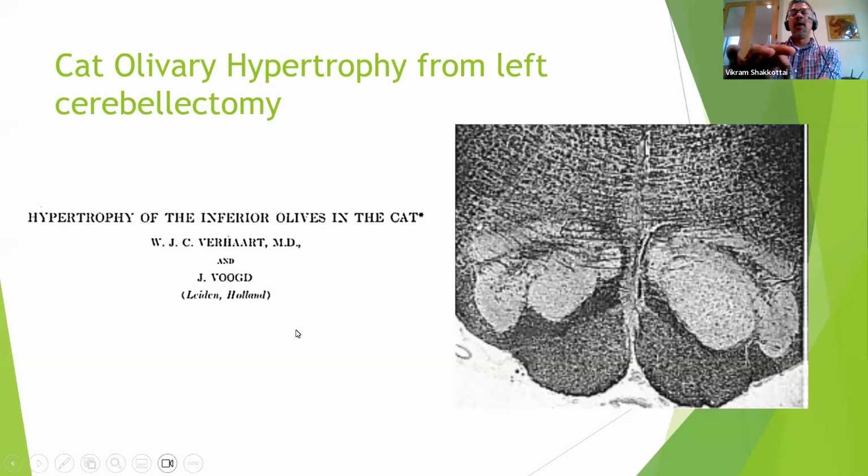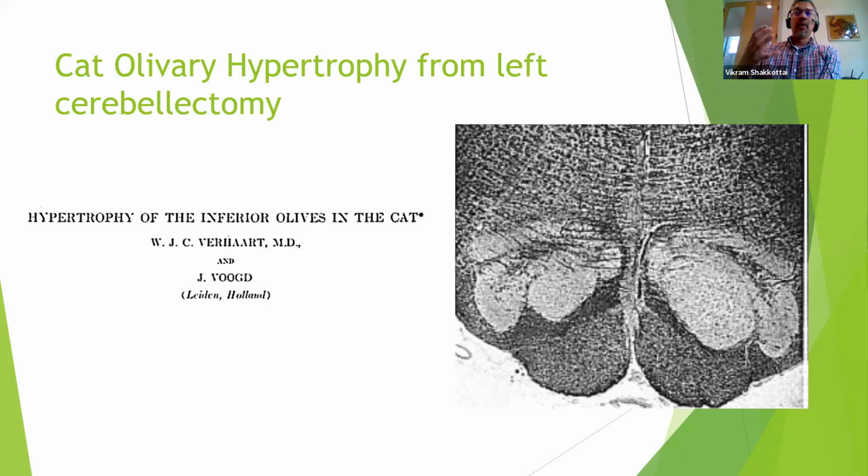This is from a group in the Netherlands that published this report in the 1960s, where you can see again, although the olive doesn't look quite as big and convoluted in cats as in humans, you can see the olivary nucleus on the two sides in the cat, and you can see a significant enlargement in one of the subnuclei within the olive on the right side. And this was produced by a lesion that destroyed the cerebellum on the other side.